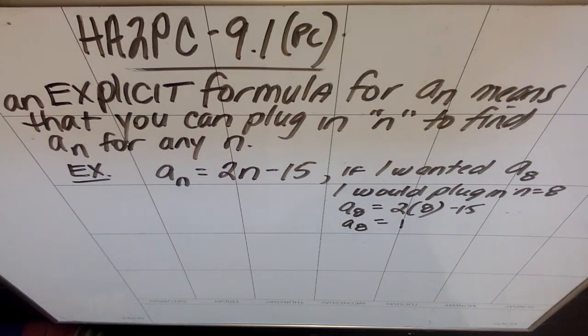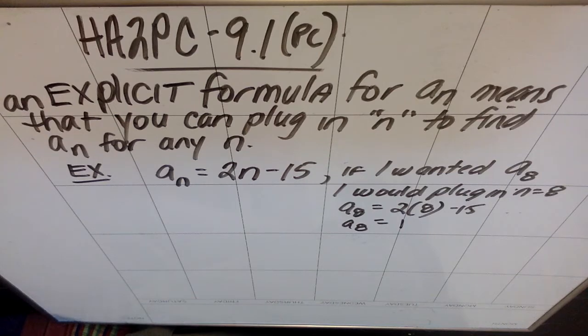This is Honors Algebra 2 Pre-Calculus. We're doing section 9.1 from Pre-Calc, which is sequences and series. So an explicit formula for the nth term, a sub n, means that you can plug in n, whatever n is, to find a sub n for any n.